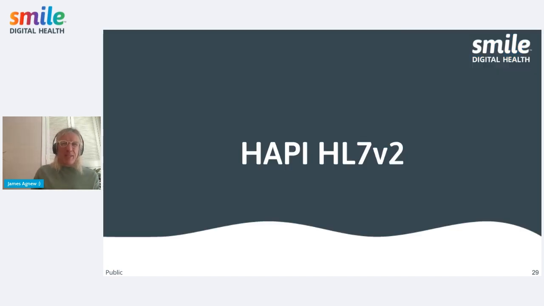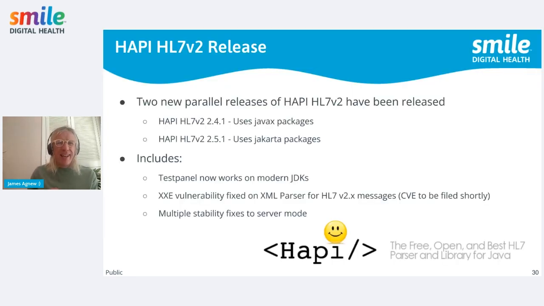Finally, we have never really spoken about our sister library, HAPI HL7v2, on this webinar. I'm doing that today only because we have a new release. HAPI HL7v2 is largely a dormant project these days. We don't actually tend to touch it much. That's not because we don't care about it. We actually use it quite a bit ourselves in our own products, and we know lots of people continue to use it. But the HL7v2 standard itself has slowed down.